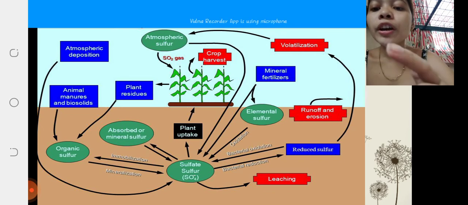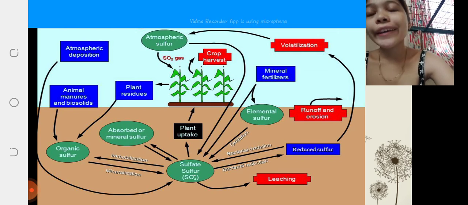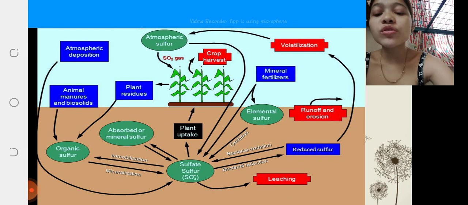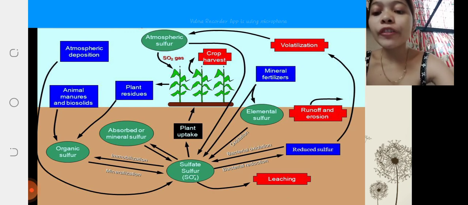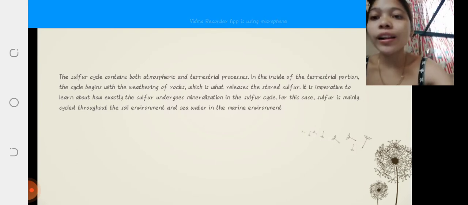For those who don't know what a cycle is, it is a cycle in science. A cycle is a sequence of changing states that upon completion produces a final state identical to the original one.